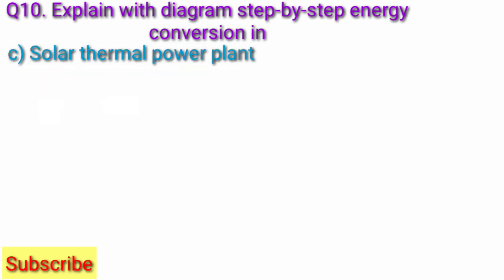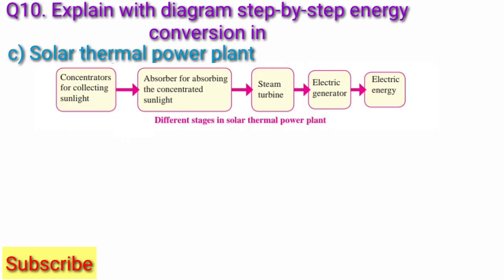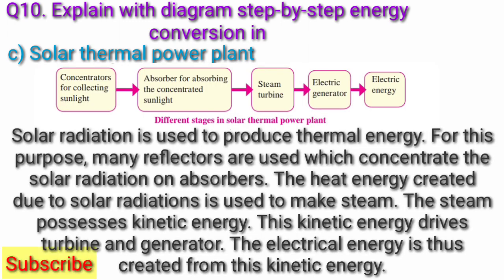See solar thermal power plant. You can see the chart showing different stages in a solar thermal power plant. Solar radiation is used to produce thermal energy. For this purpose, many reflectors are used which concentrate the solar radiation on absorbers. The heat energy created due to solar radiation is used to make steam. The steam possesses kinetic energy. This kinetic energy drives the turbine and generator. The electrical energy is thus created from this kinetic energy.